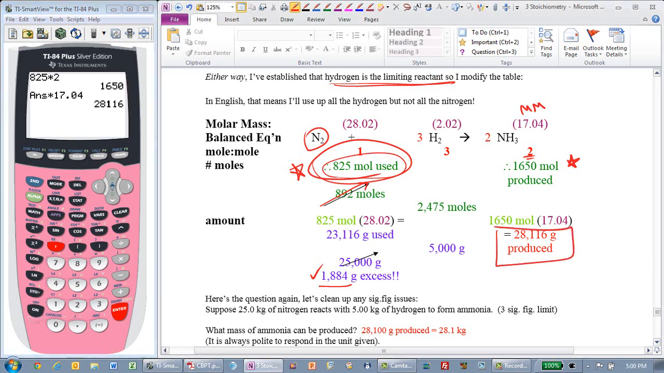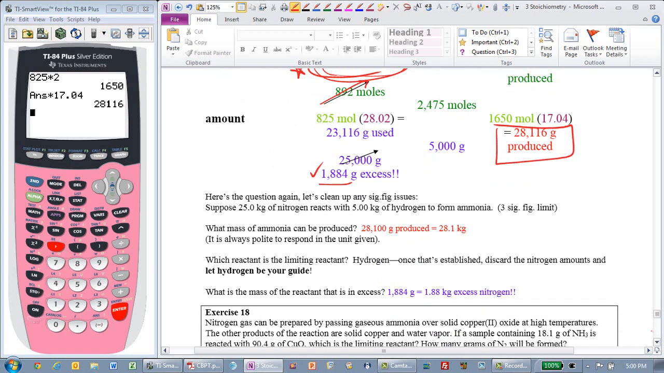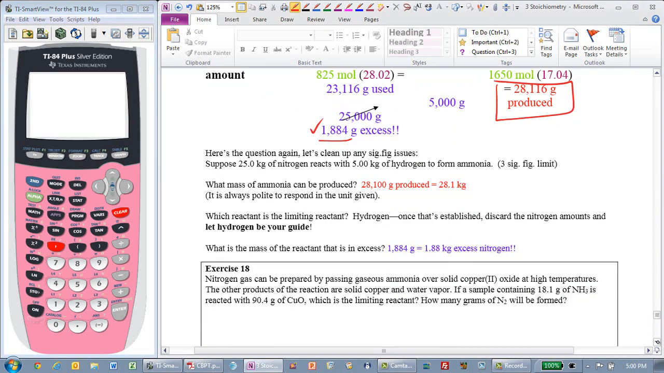So this method lends itself to multi-step problems. You may find dimensional analysis faster on a single-step problem, but most of the AP problems are going to lead you through several calculations where stoichiometry is involved, and it's not always just simple, can you find the number of moles? All right, so what mass of the reactant was in excess? We just did that with 3 sig figs.